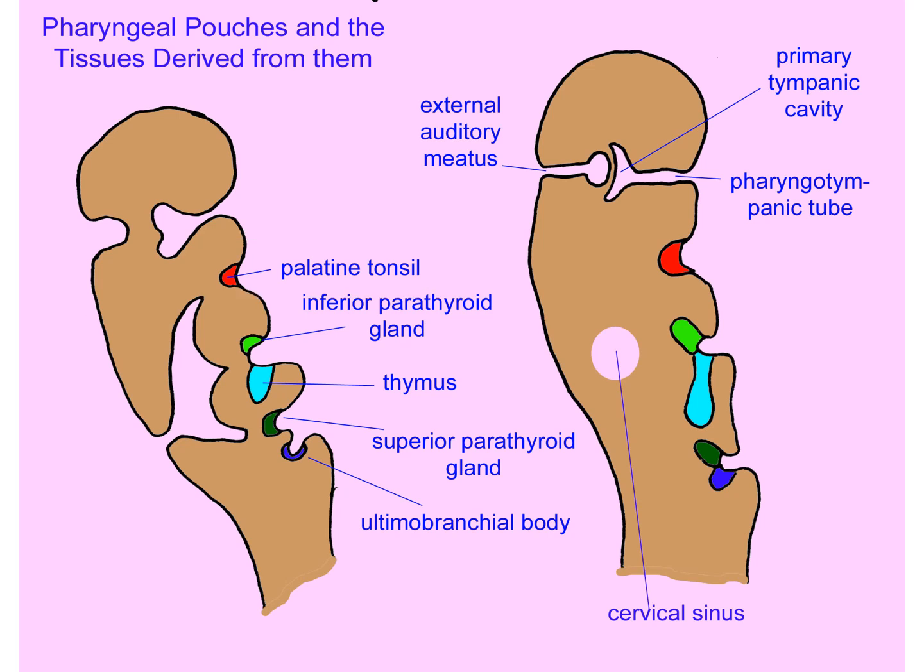The third pharyngeal pouch is going to have two branches. The superior one, the green one, is going to develop into the inferior parathyroid gland, and the lower one is going to develop into the thymus gland.